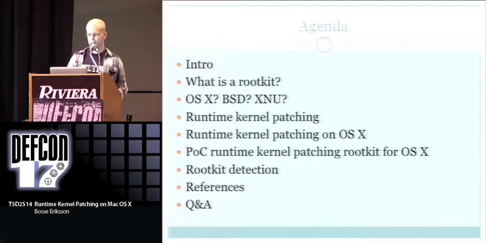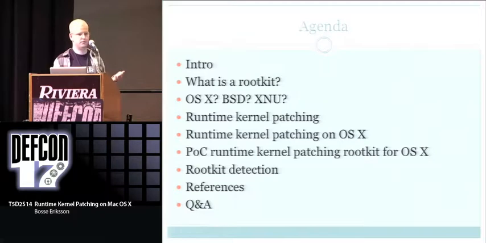We only have 20 minutes, so I'm going to speed this up, but the basic talk is going to look like this. Short intro about rootkits, OS X, BSD and the XNU kernel, runtime kernel patching in general, what makes runtime kernel patching specific for OS X, and I'm going to demonstrate a proof of concept rootkit for OS X, also some basic detection techniques for this, and we'll take questions if we have time. So I'm going to start off.